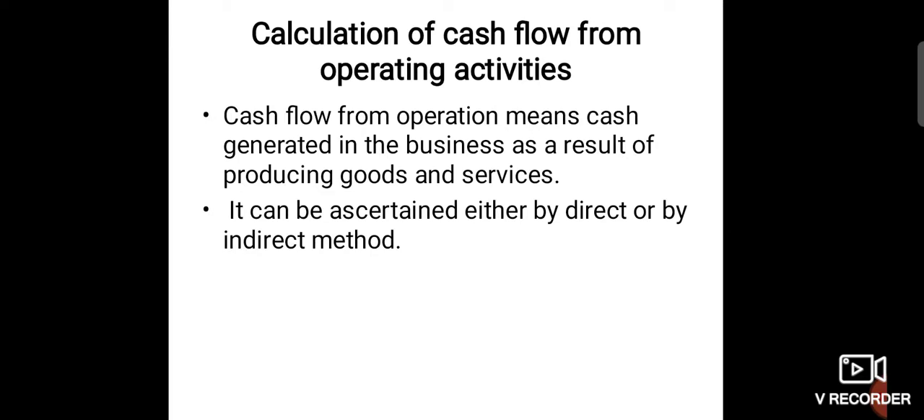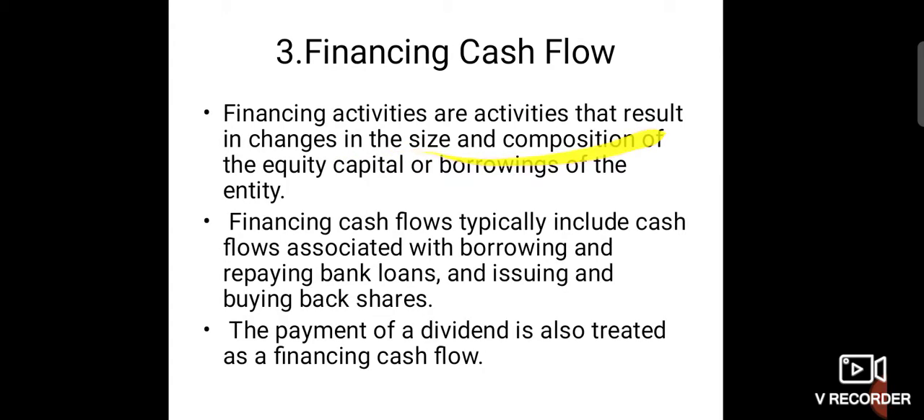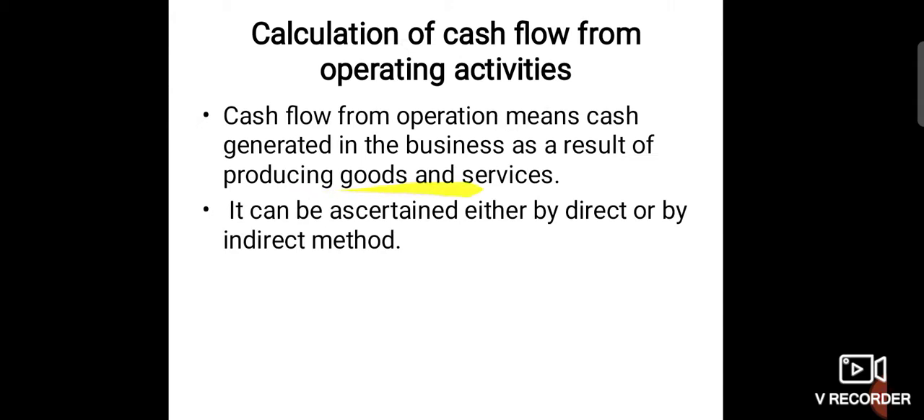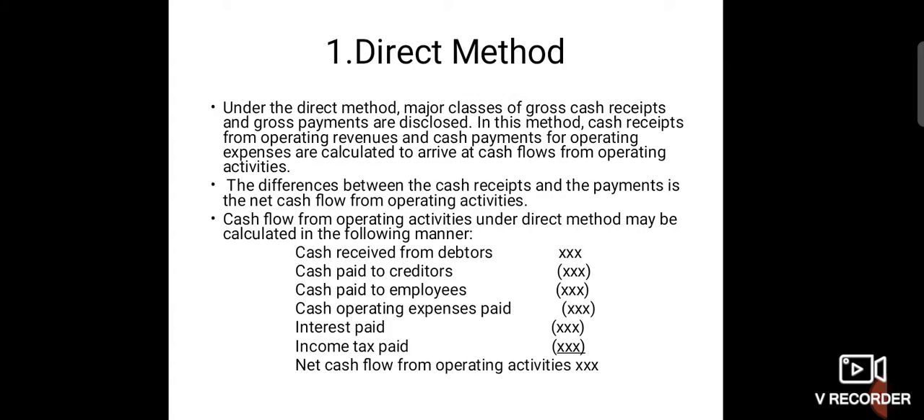Okay. Now, calculation of cash flow from operating activities. We have already said that for calculating operating activities, there are mainly two methods. Cash flow from operations means cash generated in the business as a result of producing goods and services. It can be ascertained either by the direct or indirect method. Now let's see the direct method.